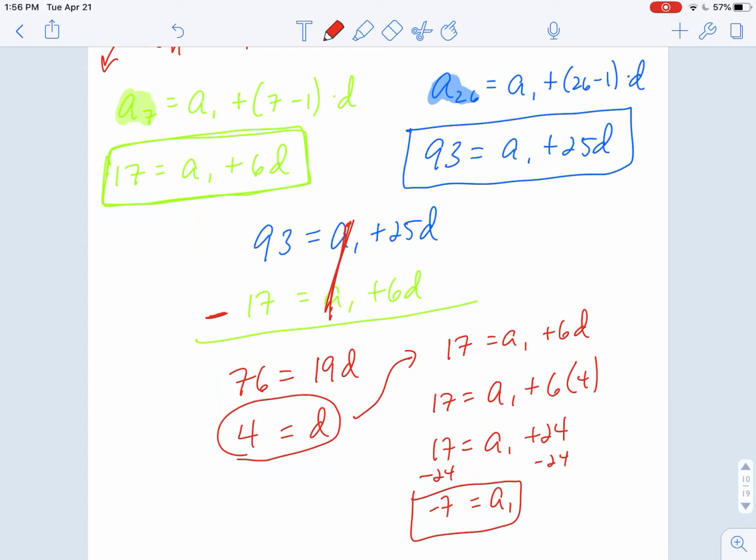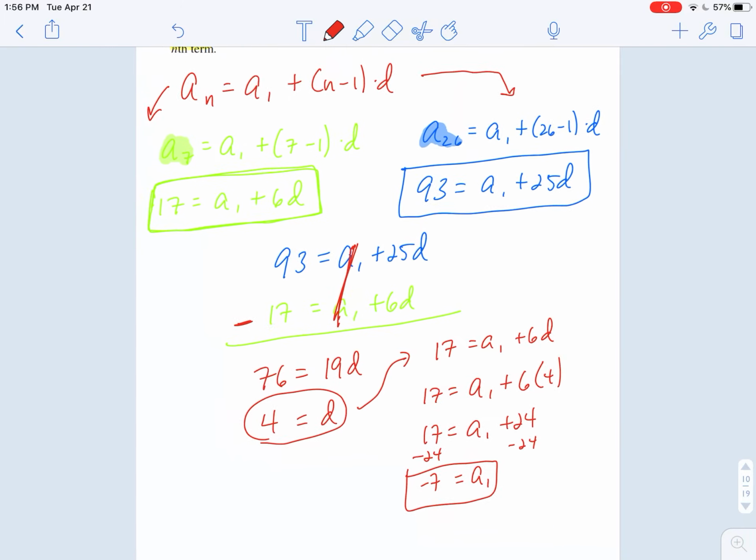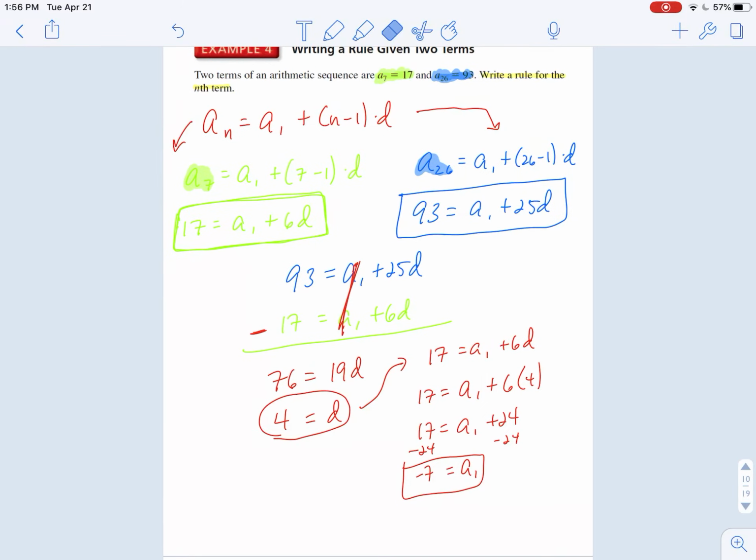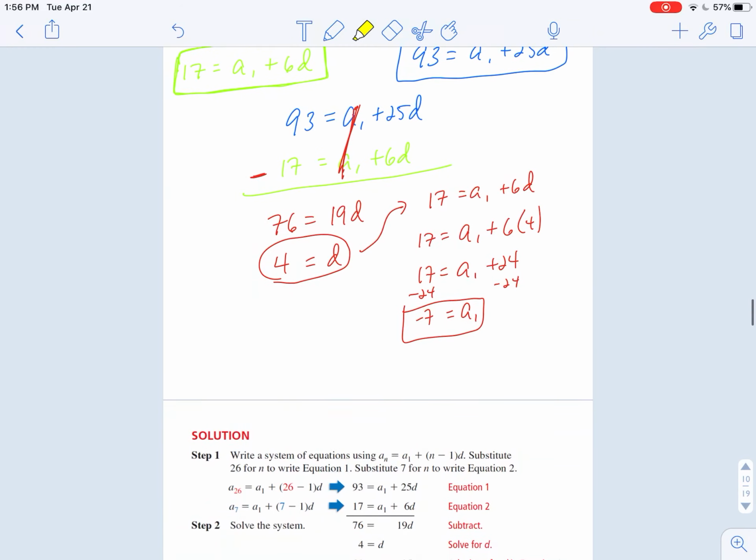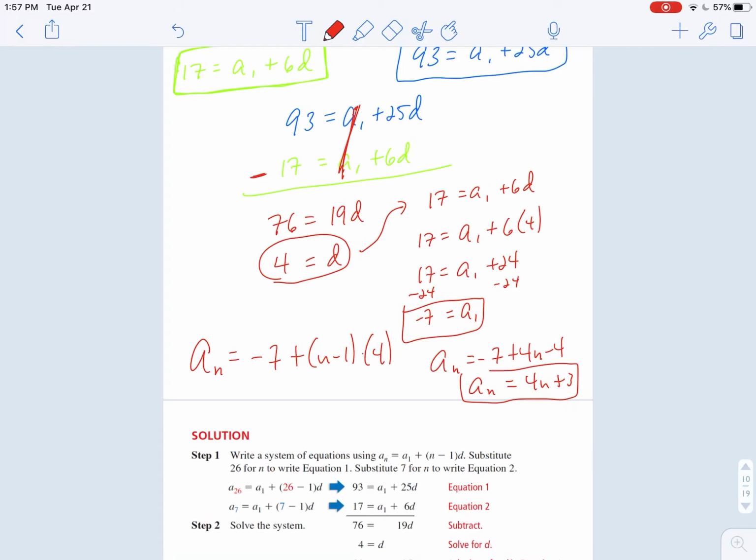Now we've got these two variables. What were we even asked to do at the very beginning of this? We were asked to write a rule for the nth term. So let's do that. The formula would be a sub n is equal to negative 7 plus n minus 1 times 4. But we're going to distribute that and clean it up a little bit. So a sub n is equal to negative 7 plus 4n minus 4. A sub n is equal to 4n plus 3. That is our nth term.